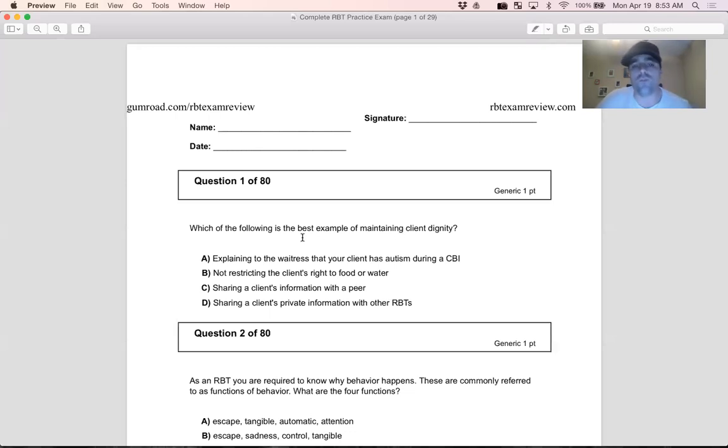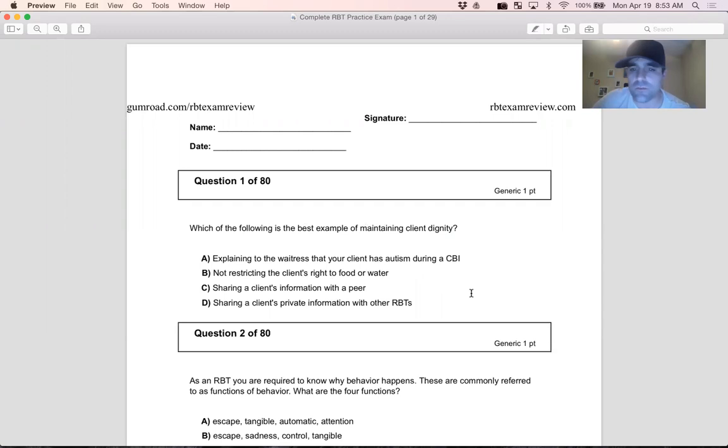So, which of the following is the best example of maintaining that dignity? And on the test, they want the best answer. Okay. So, on a couple questions, I'm going to show you the reason why you need to find the best answer, okay, and not the only decent answer. So, for this question, which of the following is the best example of maintaining client dignity? A, explaining to the waitress that your client has autism during a CBI.